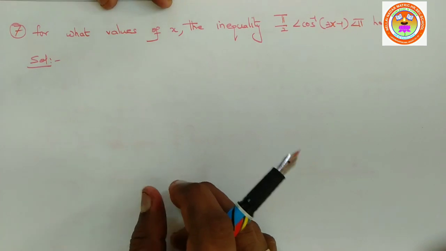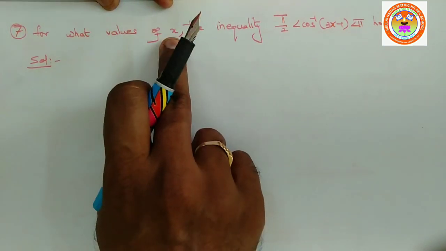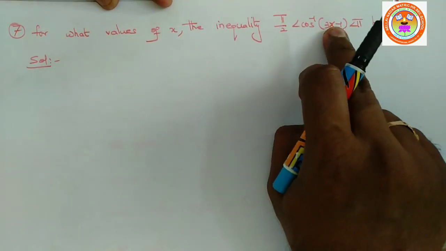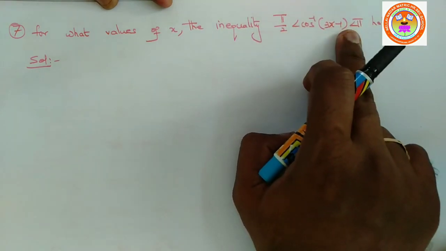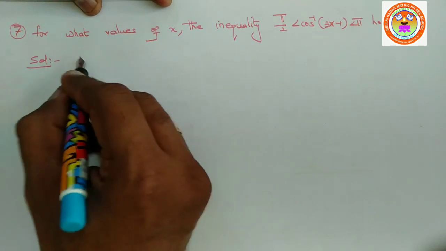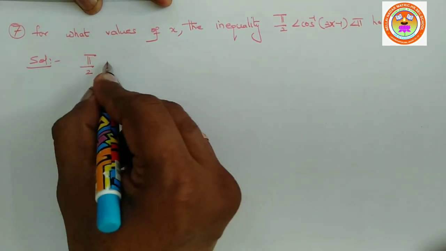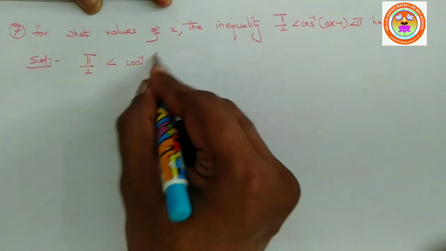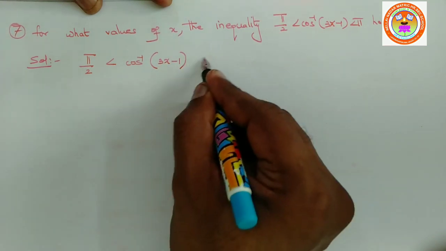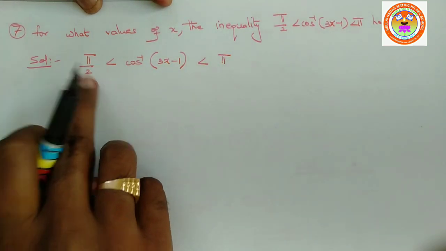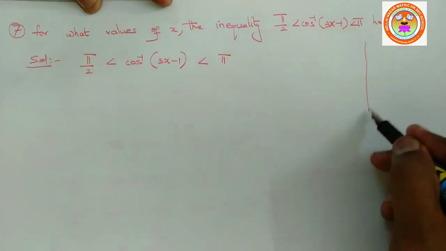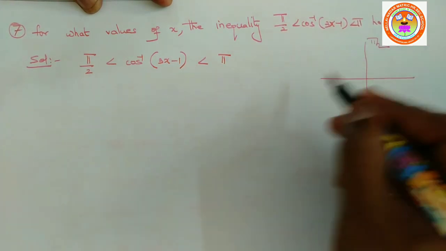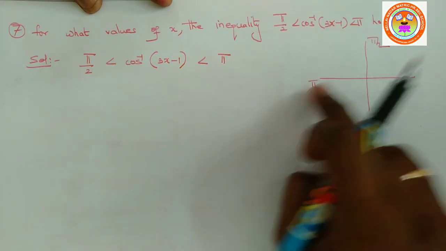Very important sum. For what values of x? What values do we need to apply for x? So the inequality is pi by 2 less than cos inverse of 3x minus 1 less than pi. So see here, first I write the inequality. Pi by 2 less than cos inverse of 3x minus 1 less than pi. We are going to see pi by 2 is less when compared to pi. Pi by 2 is only 90. Pi is 180. So pi is bigger when compared to pi by 2.